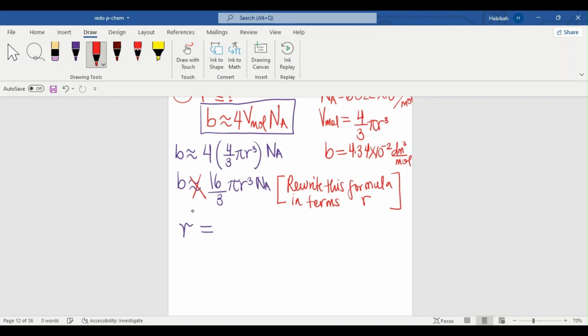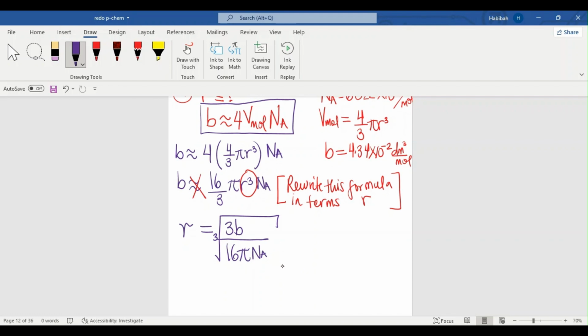Of course, you cross multiply to do that. So we have 3b, sorry, let me go back to purple. So you have 3b when you cross multiply, over 16 pi Na. That is how you have the R cubed alone as the subject of the formula. Let's not forget that we have R cube here, so we're going to take the cube root. And this is the new equation.